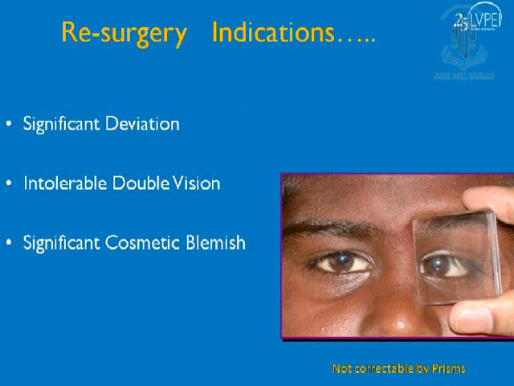So how do we manage these situations? Well, the management of these situations can be non-surgical, either with prismatic glasses if the amount of the deviation is small, but a reoperation may be indicated if the amount of deviation is significant, if it is causing an intolerable double vision, or if there is a significant cosmetic blemish.